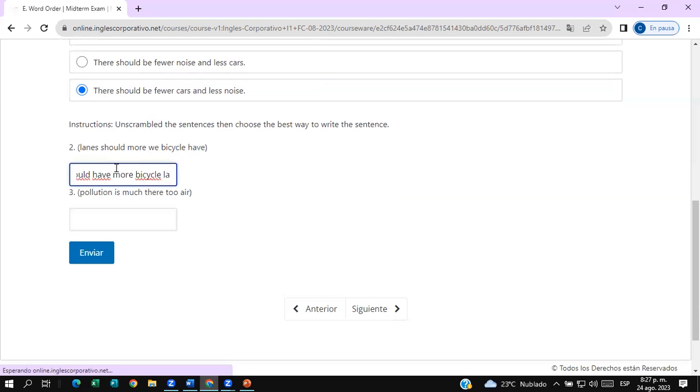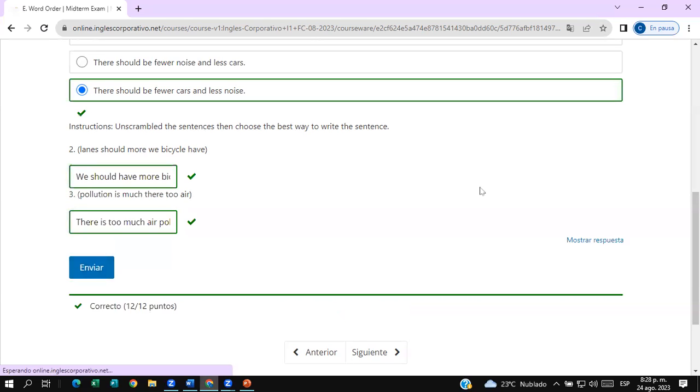Thank you. And the last one, pollution is much there to air. What would be the right answer? There is too much air pollution. Okay. Let's see the answer. Excellent. Great job.